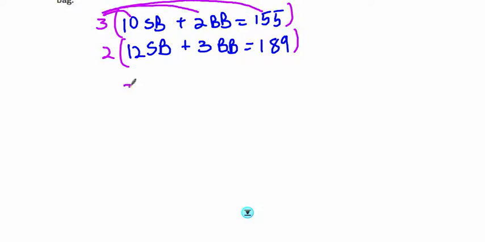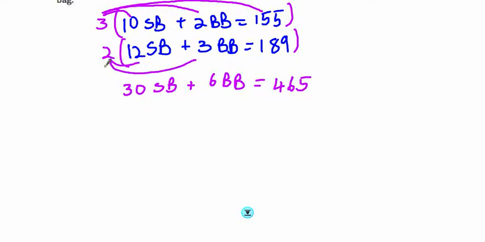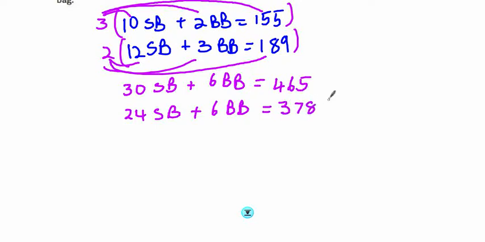So in this case, I'll distribute as I did before. 30SB plus 6BB, and that is going to give us $465. So that's 3 by 155. And then the second equation we'll distribute by our value 2. We have 24SB plus 6BB, and we have a total cost of $378, or in the rearranged equation.